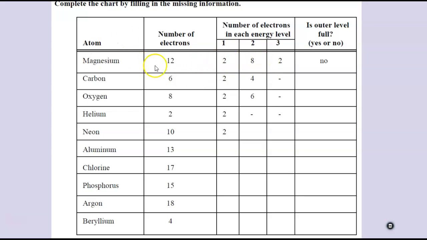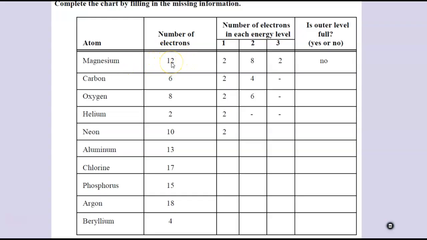Okay, so on the back side, you have this chart. You're going to complete the missing information. Again, these are your notes. If you do them or you don't, please understand how to fill them in. So here we're looking at the first row. I've got magnesium, which if you look in the periodic table, its atomic number is 12. That is how we get 12 total electrons.